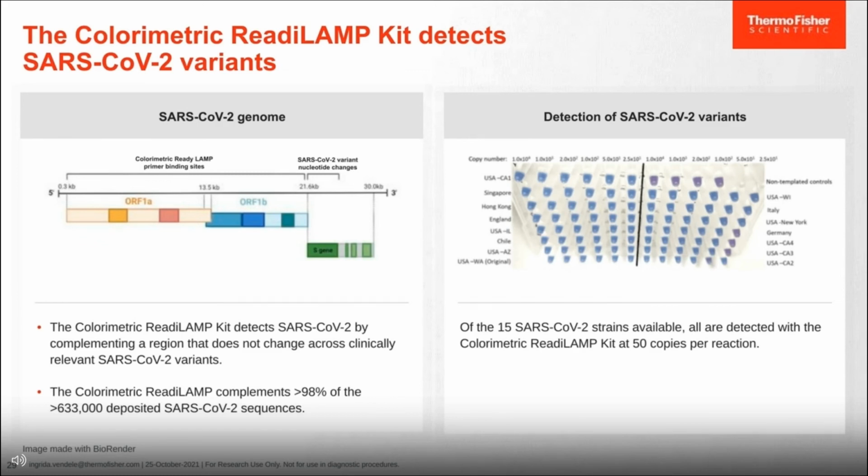In fact, when we investigated more than 633,000 deposited SARS-CoV-2 genomes, more than 98% are perfectly complementary to the kit primers. Furthermore, we purchased 15 available SARS-CoV-2 variants. For all 15, the Colorimetric ReadiLAMP Kit detected the presence of the virus at 50 copies per RT-LAMP reaction, supporting that this kit does detect SARS-CoV-2 variants.